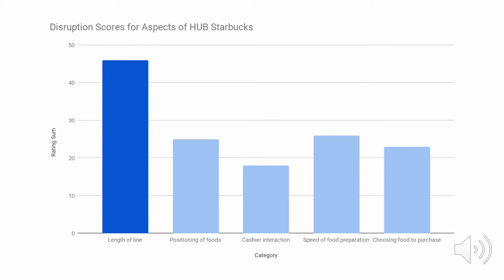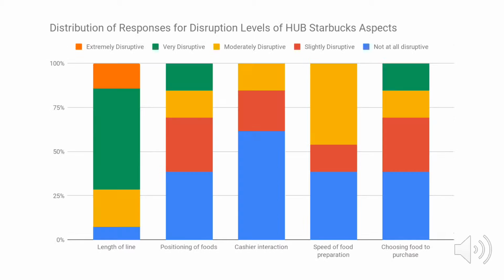I then tallied the totals among all responses for each aspect and created this chart. This shows clearly that my survey participants thought that the length of the line was the most disruptive aspect of the Hub Starbucks. The next graph takes the same information but maps out the distribution of the response types over each aspect. For this, I just used the counts of responses, not the ranking that they chose.